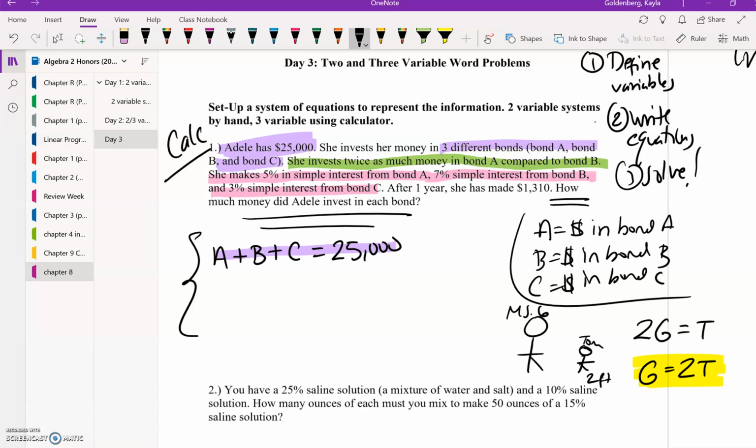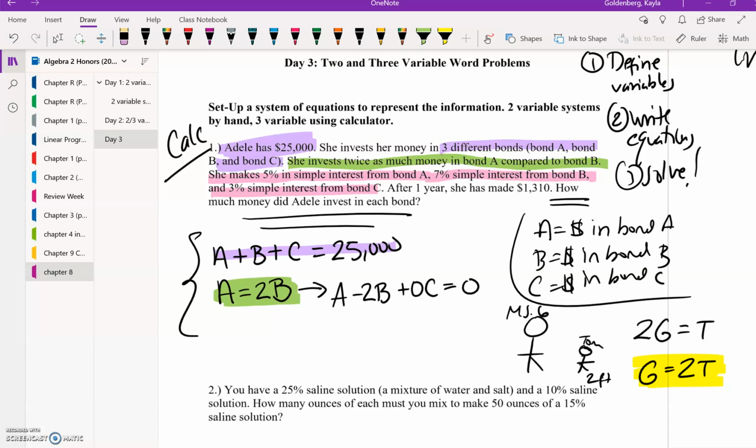So the second one, she puts twice as much money in A compared to B. A is going to be equal to 2 times bond B. So the amount of money she puts in bond B doubles, makes the amount of money she puts in bond A. In this one, we kind of don't have it written in the normal way. So I might move the 2B over to make it look like a regular equation, like A minus 2B. I'm going to put plus 0C equals nothing, just to have it looking like a regular equation. Okay. And then we need our third one.